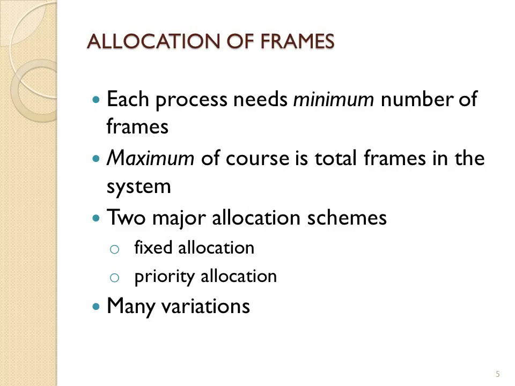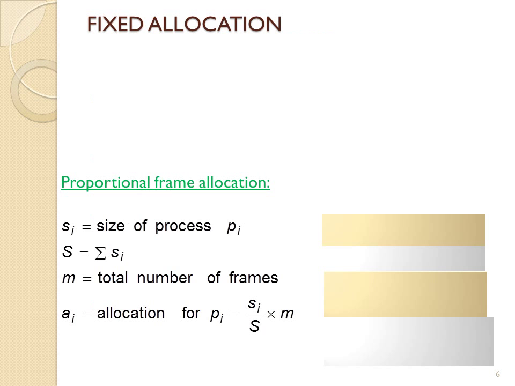And then there's a maximum number of frames available in the system. You have to disperse them among the processes so that you are not exhausting all of the memory that's available to these processes. There are two major schemes to allocate frames to processes. The first one is a fixed allocation, and the other is a priority allocation. Of course there are variations on these, but these are some examples and exercises.